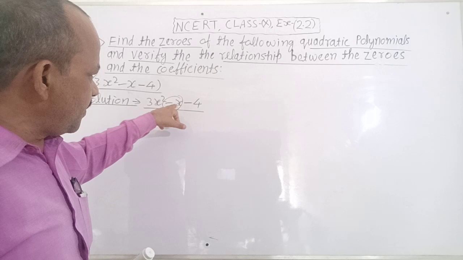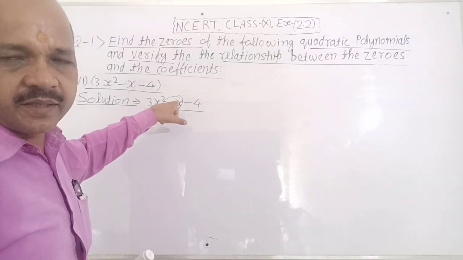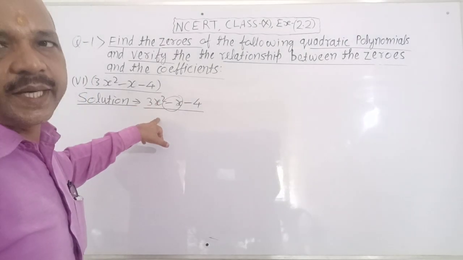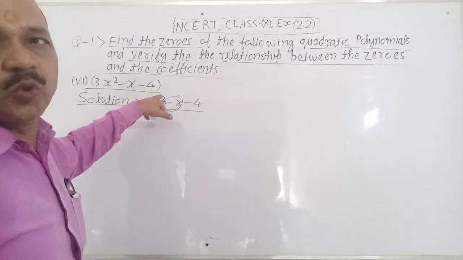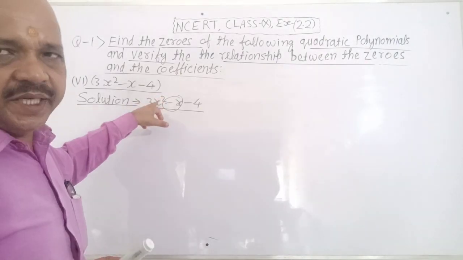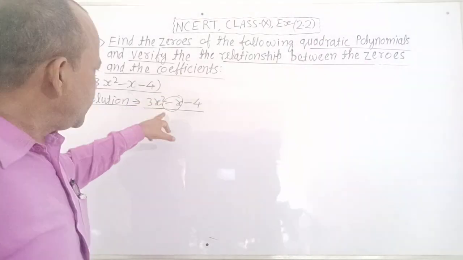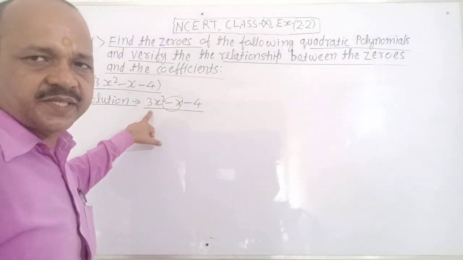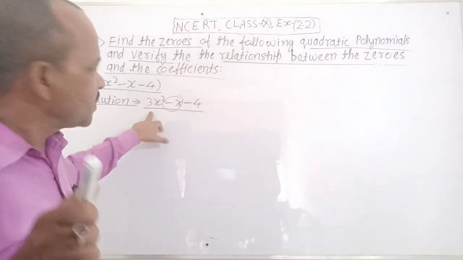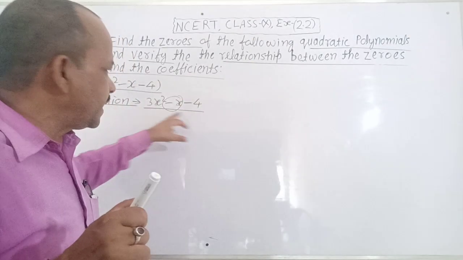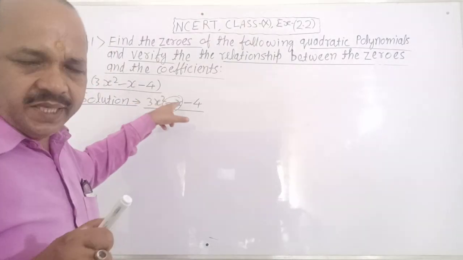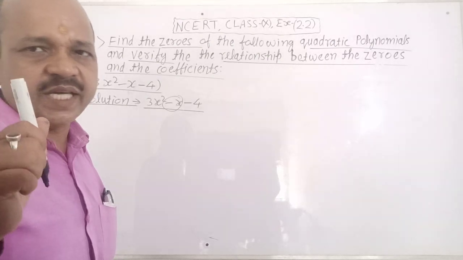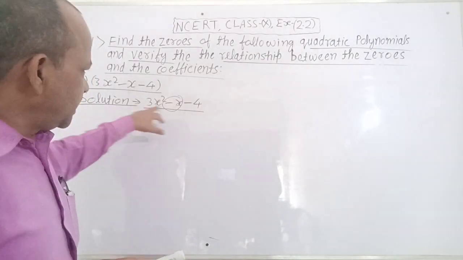Here number in front of x is 1. It means coefficient of x is 1. Here x square, power of x is 2. It means degree of x square is 2. Here number in front of x square is 3. It means coefficient of x square is 3. It is clear? Maximum power of this quadratic polynomial is 2. It means degree of this polynomial is 2. It is clear? No confusion about it? Very good.